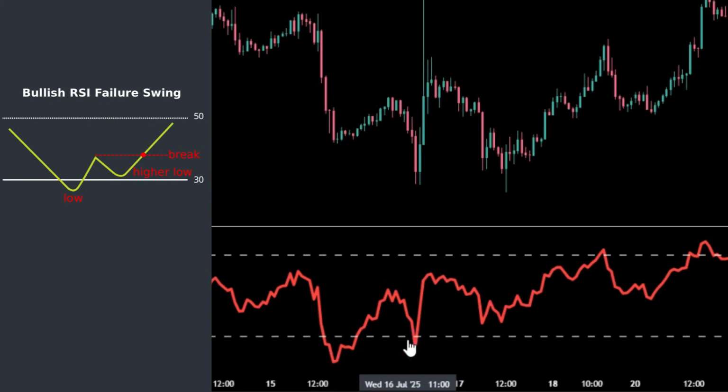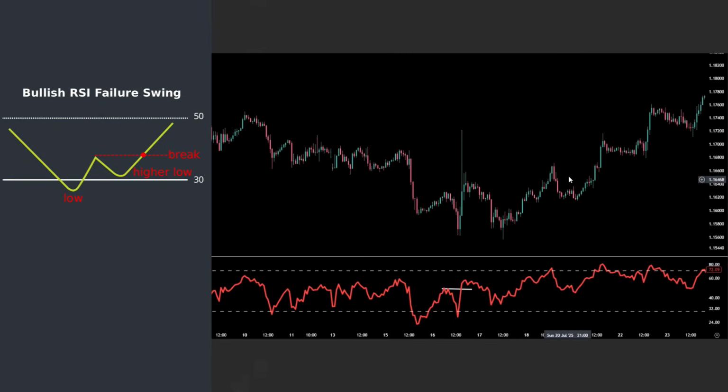This failure tells us that sellers are no longer able to push momentum lower. When RSI then breaks above its previous high, the bullish failure swing is confirmed. Momentum has shifted and buyers are starting to take control. Failure swings that appear near the oversold zone are usually stronger and more reliable because the market has already experienced selling exhaustion.